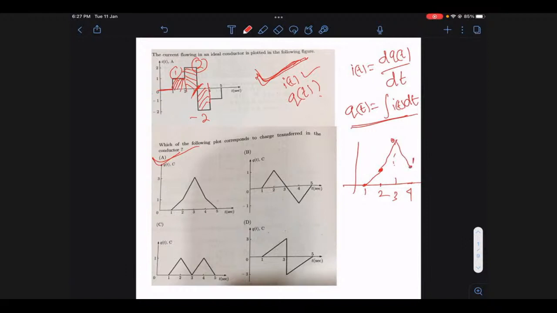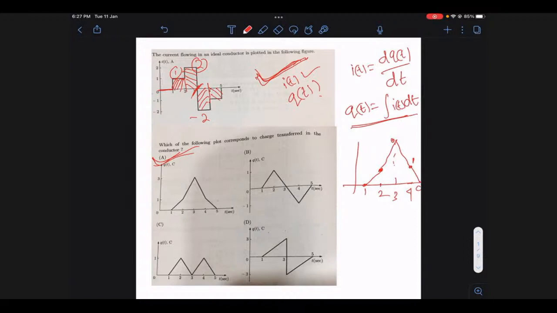Then if I ask you what is the total area up to 5, it is 0. So it will again go to 0. So if I see, this is matching with option A. So A is the right answer for this question. This is based on the very fundamentals.